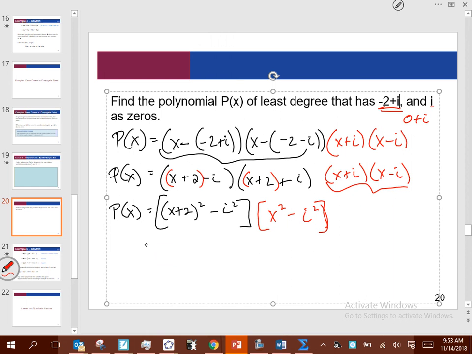So we're going to FOIL that out. What is it? x squared plus 4x plus 4. Okay. Minus i squared, so that's minus a negative 1. Minus a negative 1 becomes plus 1, right? So eventually all that stuff in black is going to turn to x squared plus 4x plus 5. The red stuff, what's the red stuff going to turn into? x squared plus 1.